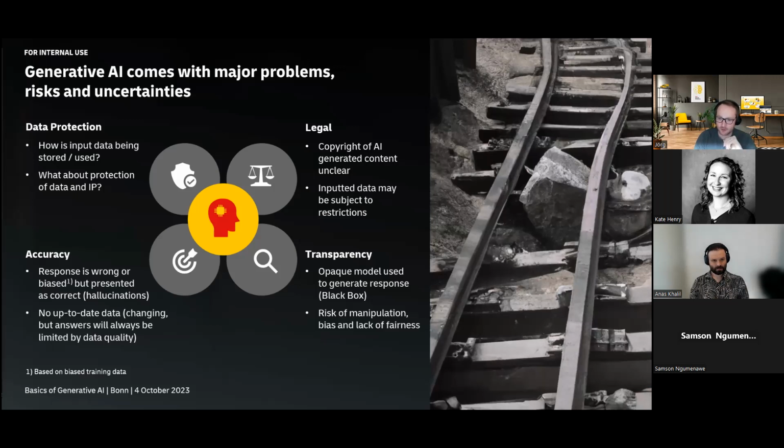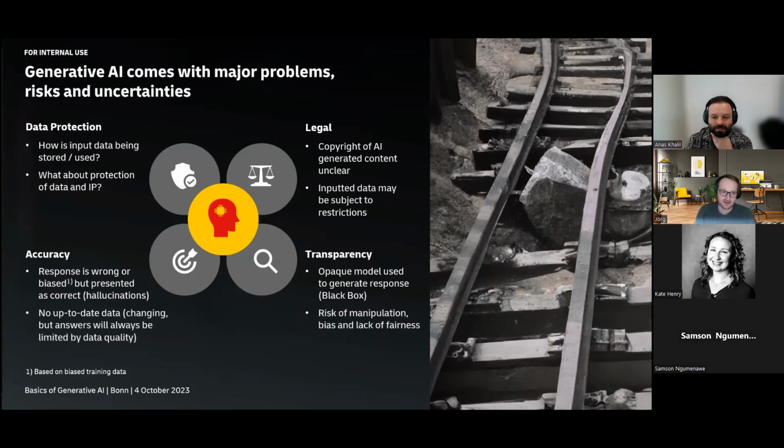So I hope at least that they're going to come up with some way to constantly keep the data up to date. And then, of course, transparency is an issue because you don't know what is going on in the model. That is also a big problem for alignment of these models, because you don't know what they have in mind or why they are outputting something.